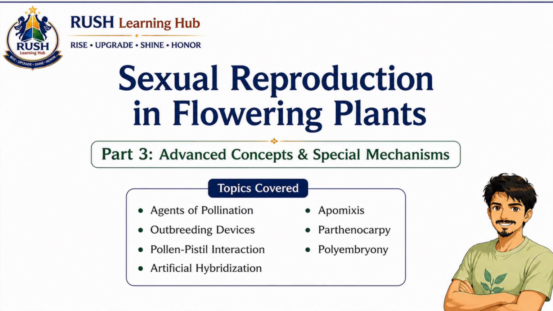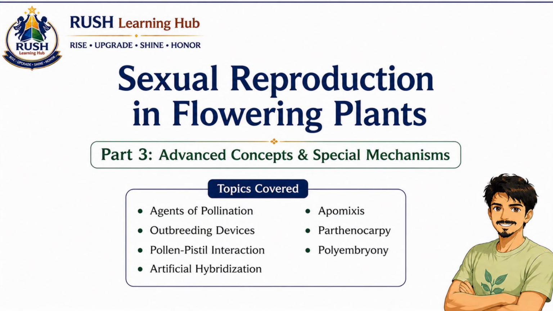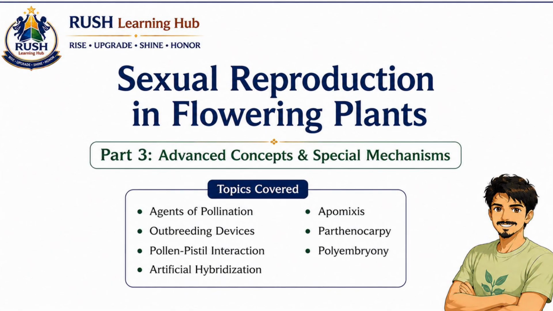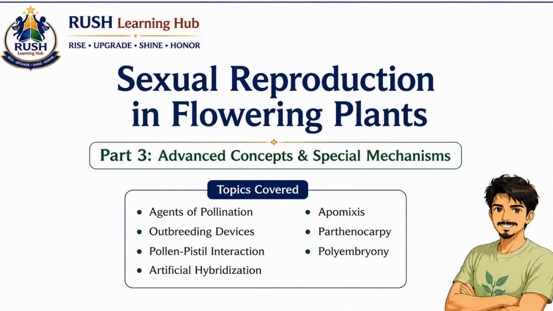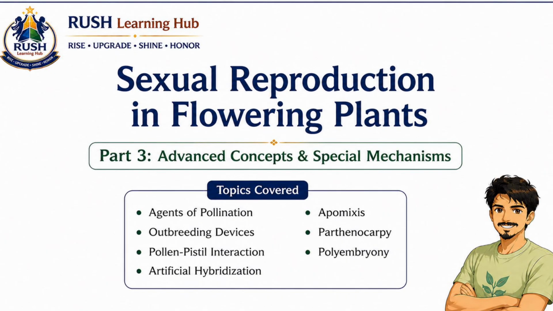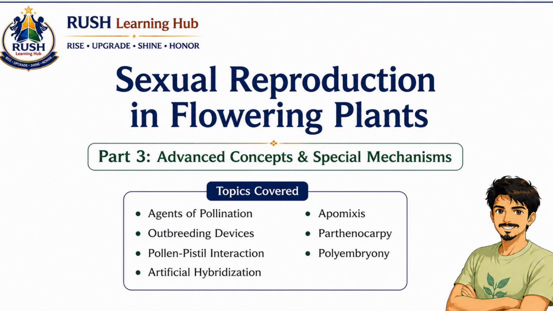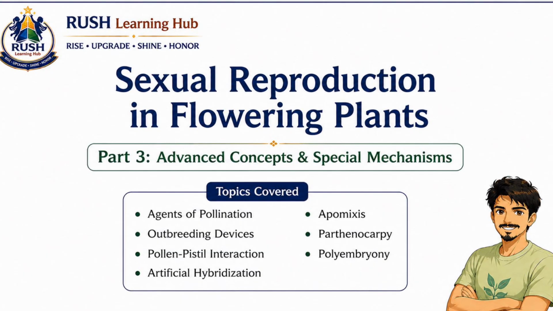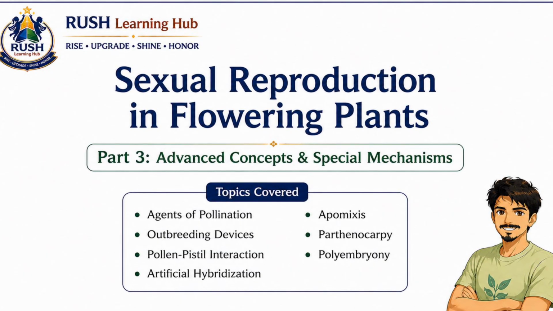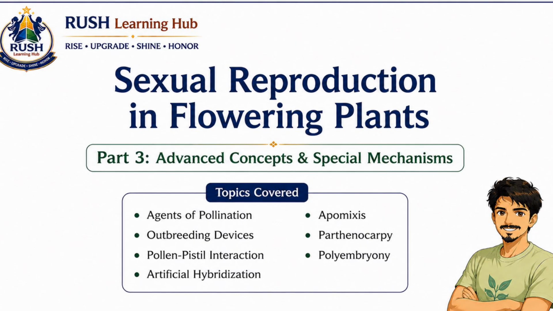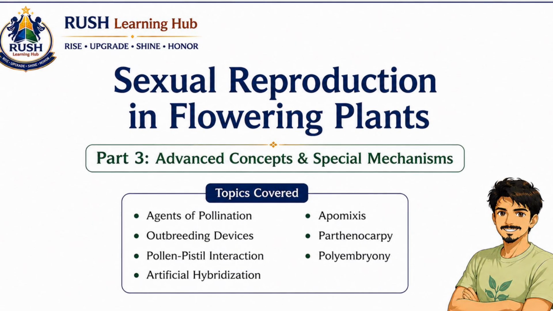In the previous parts, we learned about the structure of flowers, the development of male and female gametophytes, pollination, fertilization, and the formation of seeds and fruits. In this final lesson, we will explore some important NCERT concepts that are essential for board examinations and competitive exams.